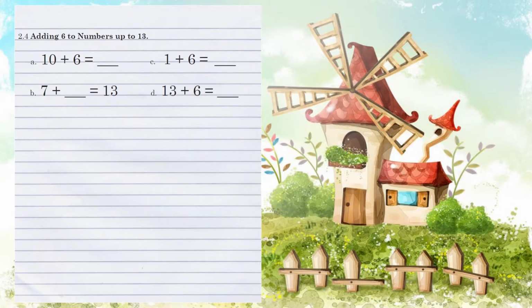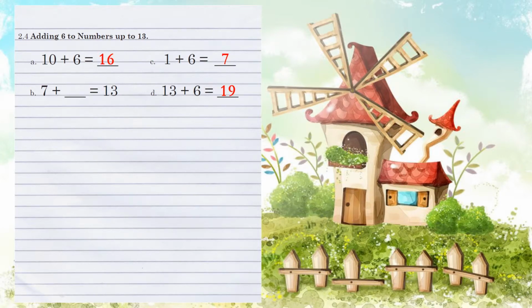Unit 2.4, adding 6 to numbers up to 13. 10 plus 6. Here, let's use the fact that we have a 2-digit number that we're going to combine the ones units. So the 0 plus the 6 is 6. Then we have the 1. So our final answer is 16.